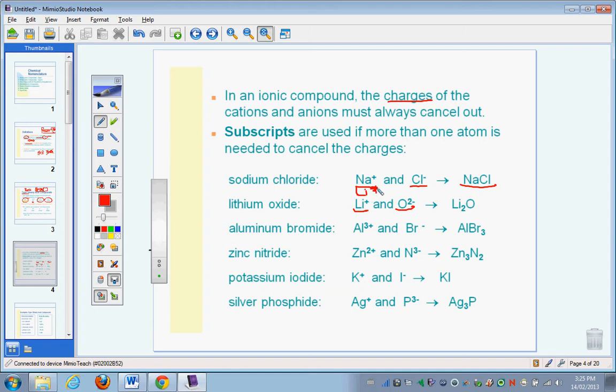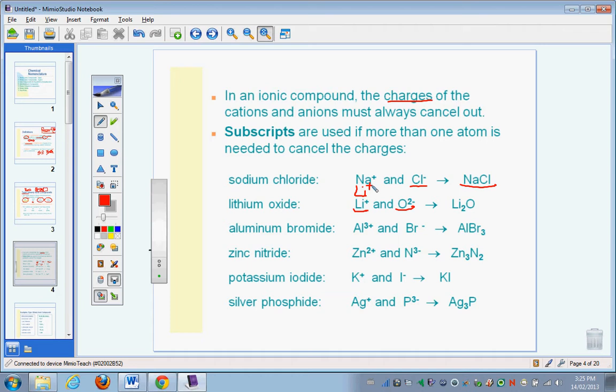Oops, that didn't quite work. 2 lithium ions are going to be needed. Li plus and another Li plus. Now I've got not 1 positive, but 2 positives. That will now cancel with the 2 minus from the oxygen. So the compound lithium oxide is given a formula Li2O.